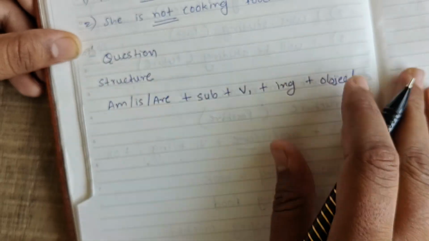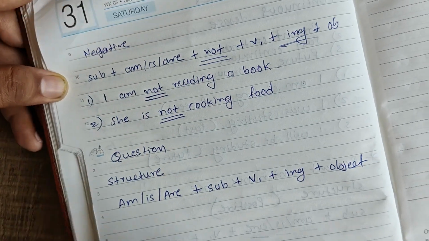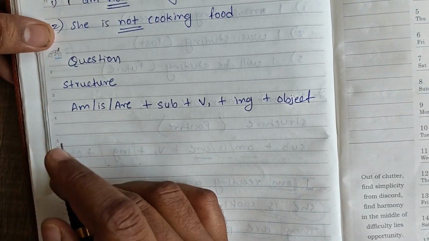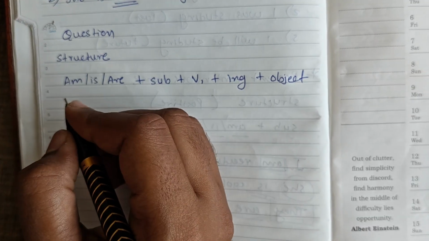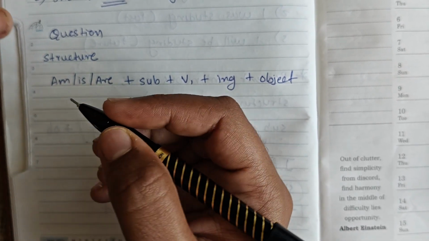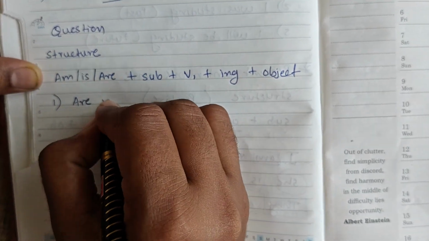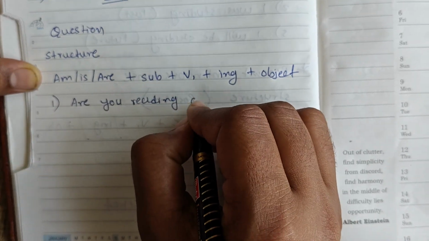Okay, just replace the position of helping verbs to the first position, then the remaining structure is similar, it's as it is. Okay, just look at some examples now. Are you reading a book? First example is, are you reading a book.